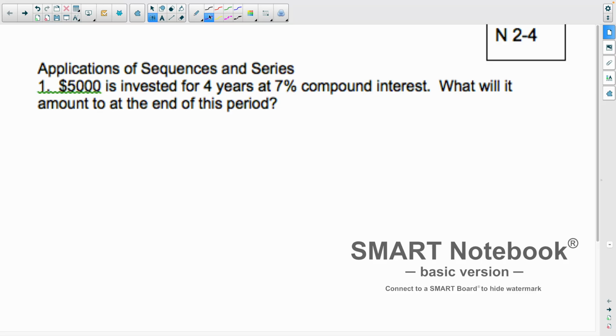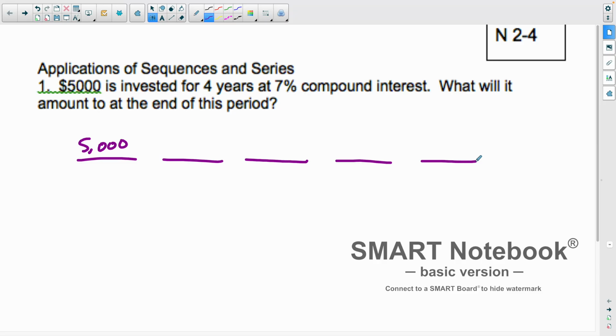If I'm thinking about this in terms of my sequences and series, I'm looking for after 4 years, what term number is that going to be? Not 4, but I'm going to use 5. So there's my first one. After 1 year, I'll be there. After 2 years, I'll be here. After 3 years, I'll be there. After 4 years, I'll be there. So actually, what I'm looking for is the 5th term.